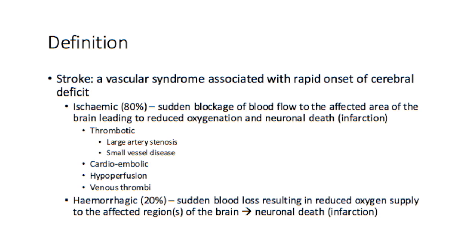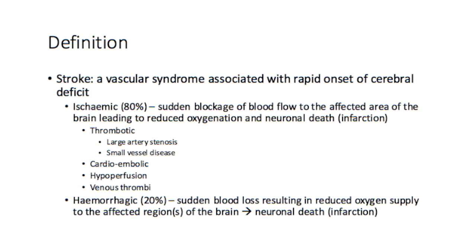It can be further divided into several causes such as thrombotic causes, cardioembolic causes, hyperperfusion, and venous thrombi. Another cause of stroke, which we'll talk about in a future episode, is hemorrhagic stroke, which accounts for 20% of stroke cases and is associated with sudden blood loss resulting in reduced oxygenation to various parts of the brain and thereby ischemia and neuronal death.